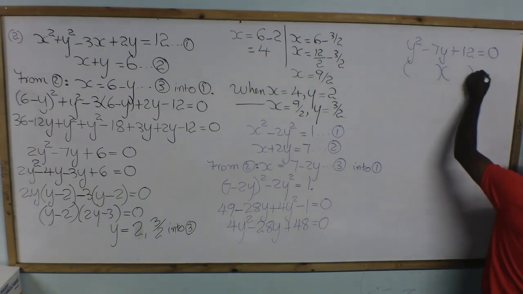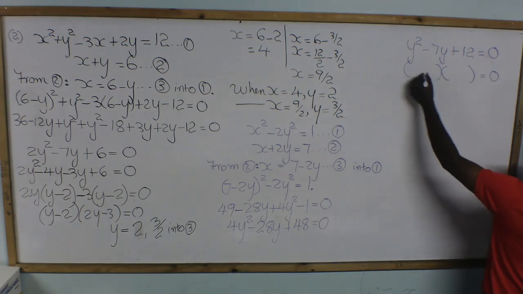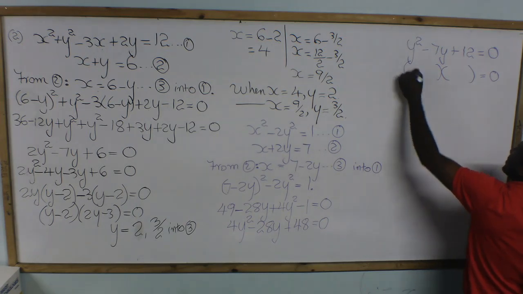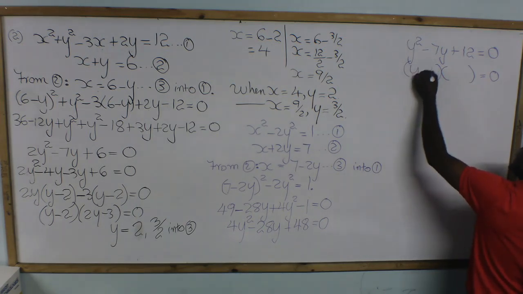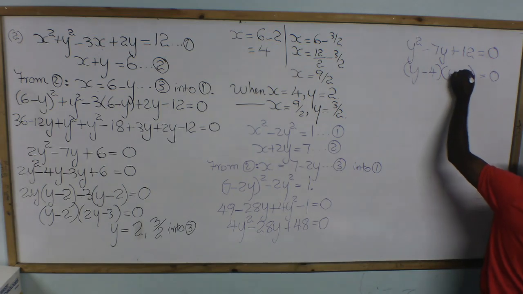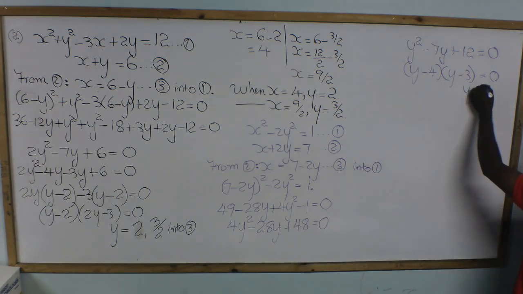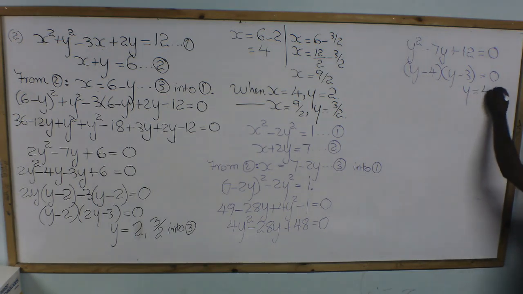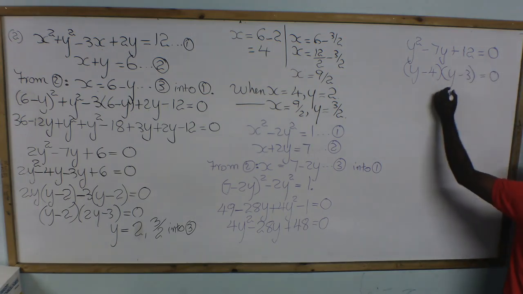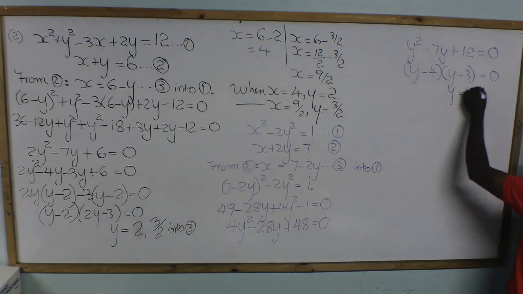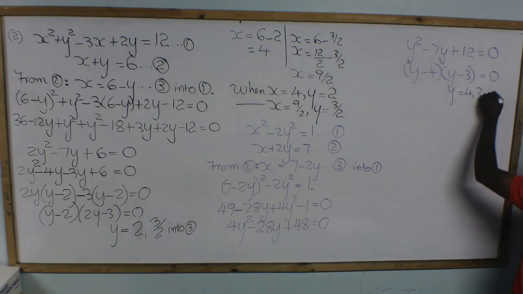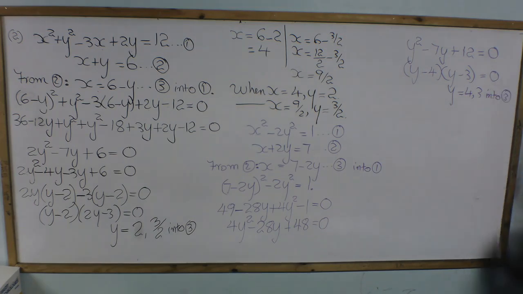What are they? Two numbers multiplying to give 12. Right, so y minus 4, y minus 3. So y is equal to 3, and y is equal to 4. Put that into equation 3, what do we get?